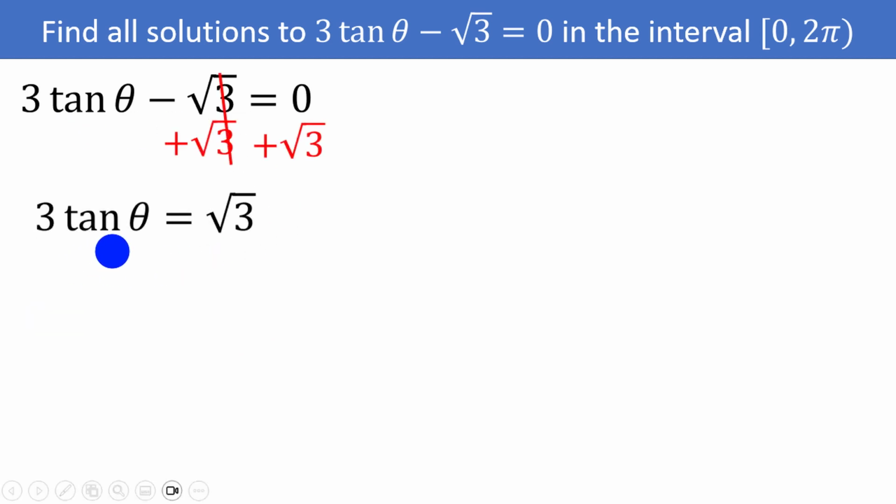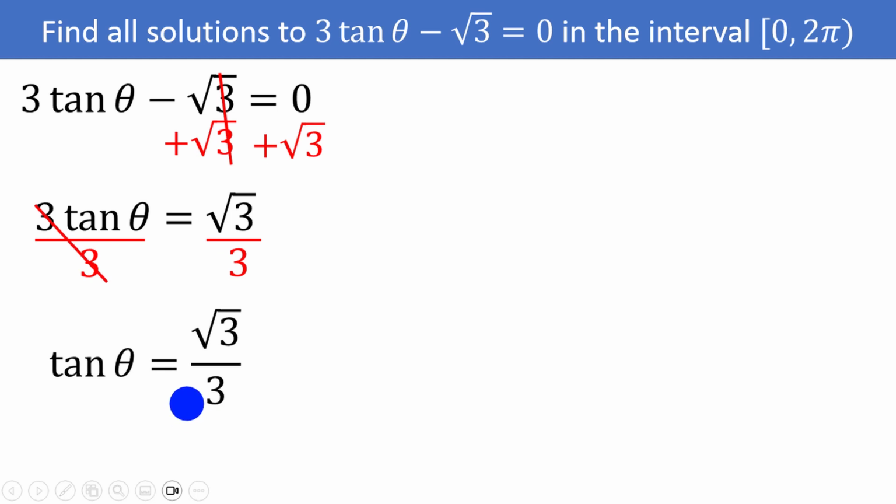We will get 3 tangent theta is equal to the square root of 3. Divide both sides by 3, and we will get tangent of theta is equal to the square root of 3 over 3. Now, hopefully you know your unit circle for tangent, and know that tangent of pi over 6 is equal to the square root of 3 over 3. Okay, so that is one of the angles on 0 to 2 pi that gives us square root 3 over 3. But there's going to be one more angle.